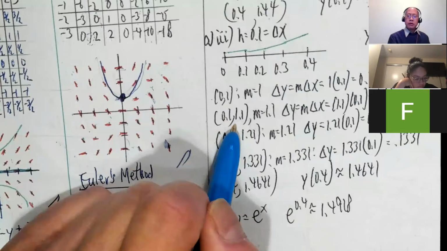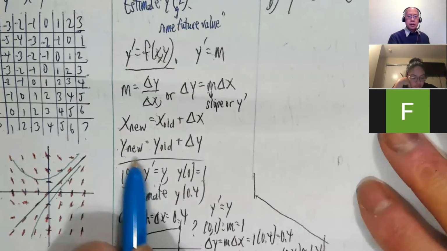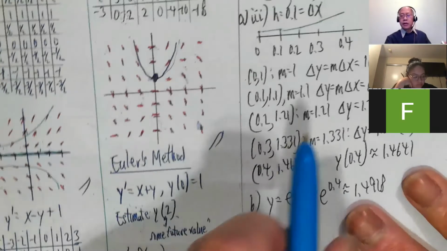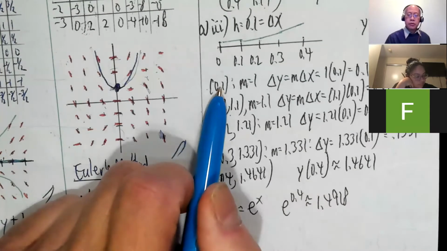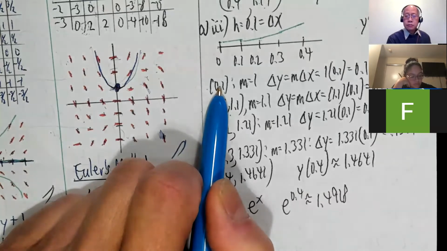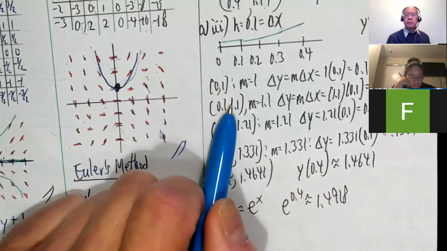Okay. So how do I get to 1.1? The new y is the old y plus delta y. That's why we have to keep computing delta y. So the old y was 1, right? Delta y is 0.1. So if I was at 1, I've risen 0.1. Now I'm up to 1.1.